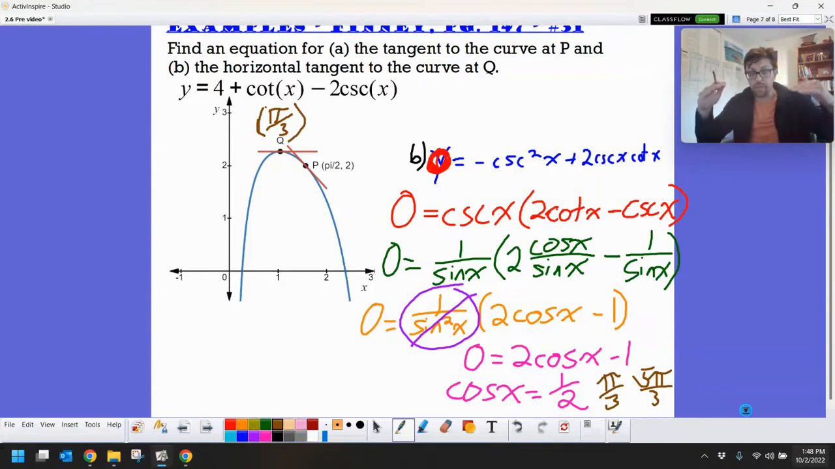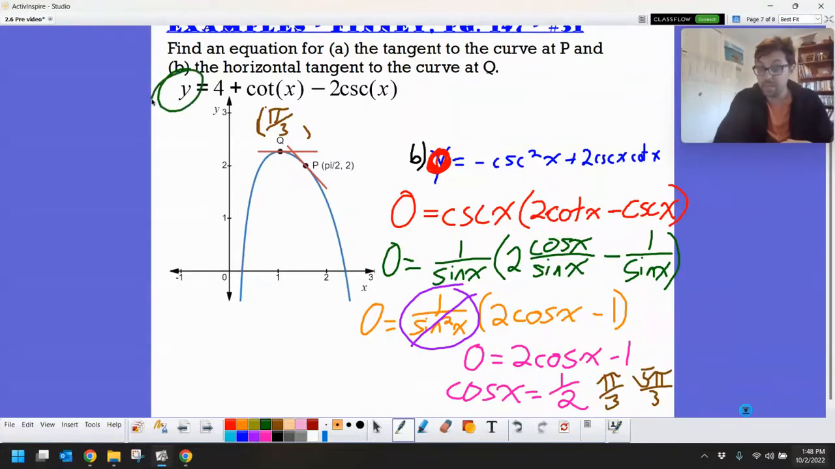However, in order to draw that horizontal tangent line, I don't need the x value. I need my y value. Dang it, I don't have that yet. If only I had an equation that equaled y. Oh, silly problem, you gave it to me. That equation equals y. So we've got to plug in that pi over 3.